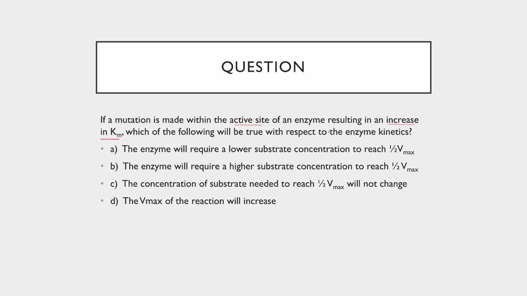Let's break this question down a little bit. First of all, an increase in Km results in a decrease in substrate affinity within the enzyme. If we also remember that Km is defined as the substrate concentration required to meet 1/2 Vmax, we know that an increase in Km will result in an increase in substrate concentration required to reach 1/2 Vmax. This makes B the best answer to this question. In this case, the enzyme will require a higher substrate concentration to reach 1/2 Vmax, which would be consistent with an increase in Km.